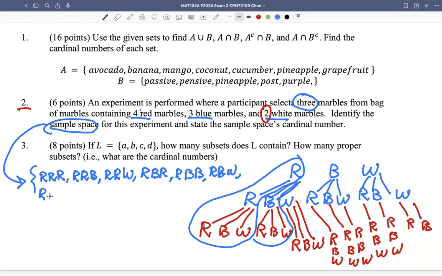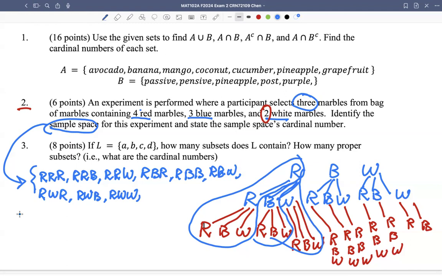My first one is red, my second one could be white. Then my third one can be red, can be blue, and can be white. So we finish this one. So the first marble to be red, the second one could be red, could be blue, could be white. And for each one we still have three possible choices.